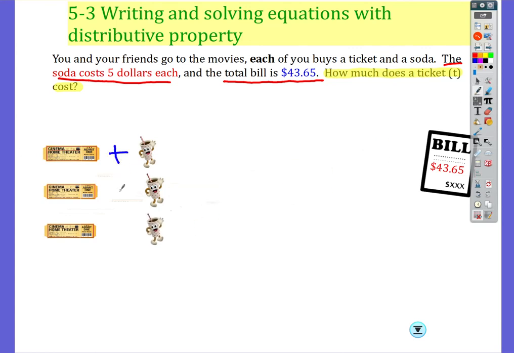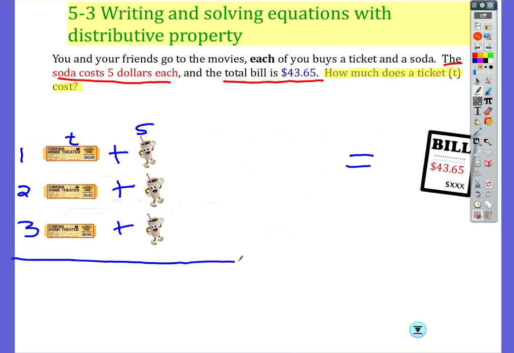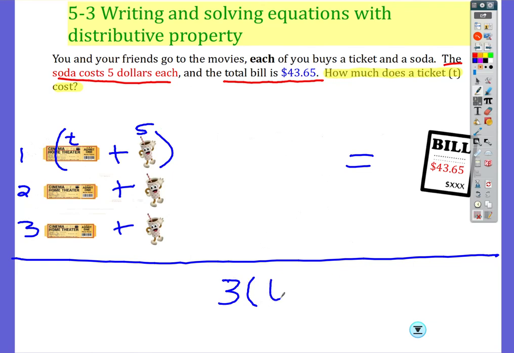So I've got a ticket plus a soda, and I have 1, 2, 3 sets of these. So what I'm instead going to do is write this as, and I'll draw a line through it, show what I'm doing graphically, how I'm relating it to the equation. But essentially what I have is 3 sets of t plus 5. And that's going to equal my total bill right here.